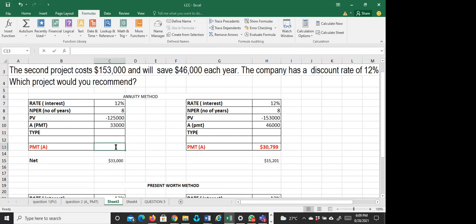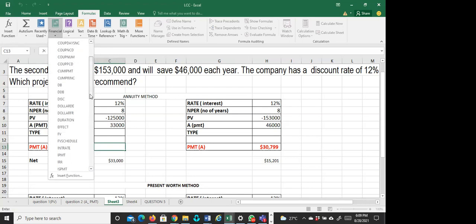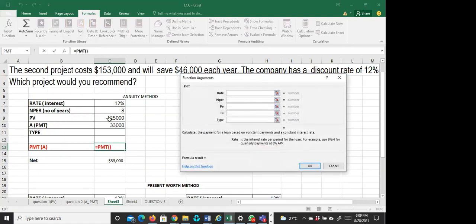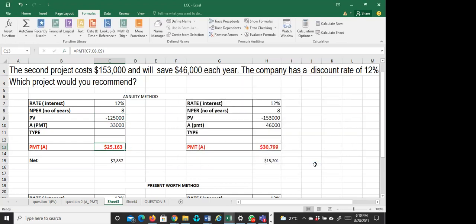Here, for the PMT, I'll go to the Formulas menu, go to the Financial ribbon, and choose PMT, because I'm looking for the annual worth of this PV. Under rate, 12%. Number of years, 8. The present value, the initial cost of investment, is minus 125. Why minus? Because it's a cash outflow. Then any future value? No. Type, leave it blank. Okay. It will give us 25,163. This is the annual worth of this present value.